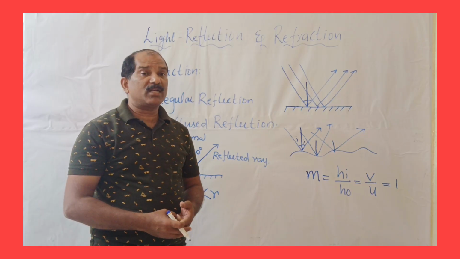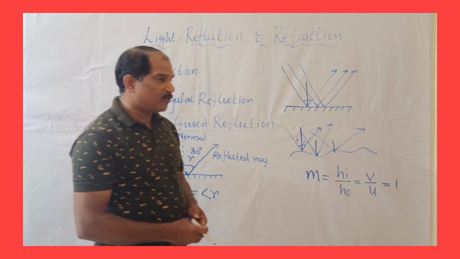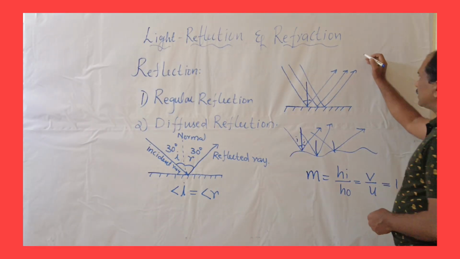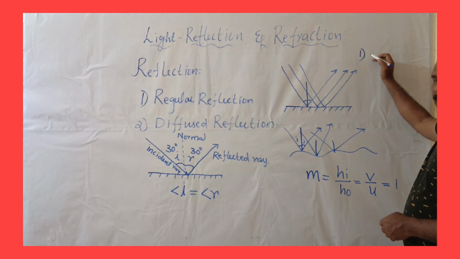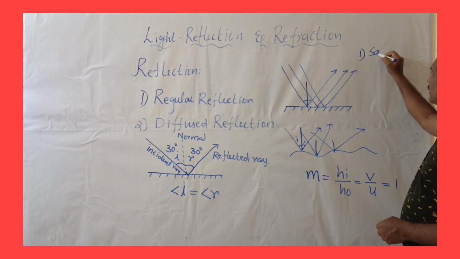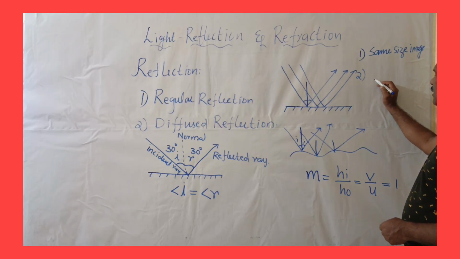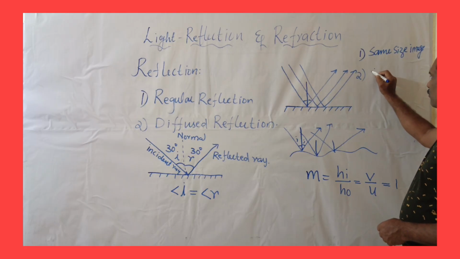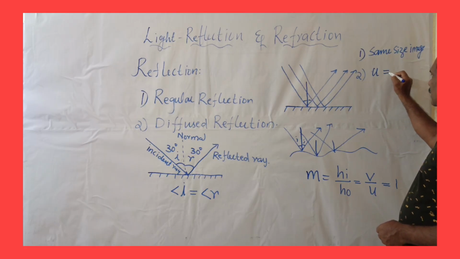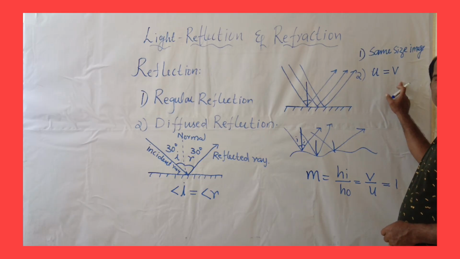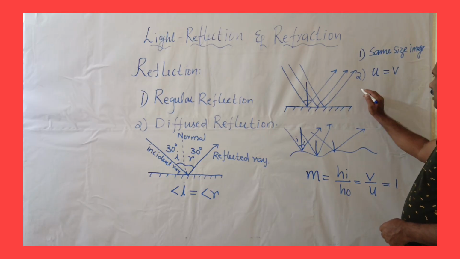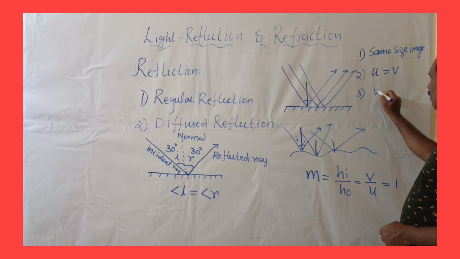Then you may have a doubt: what are the properties of a plane mirror? That we also need to study. The first property is that a plane mirror always forms a same size image. The second property is that object distance and image distance are equal. Object distance we call u, image distance we call v. So object distance is equal to image distance. Then the third property is that the image is always virtual.